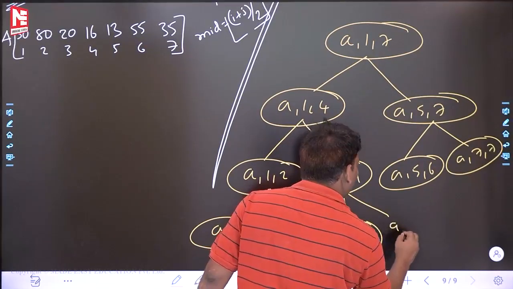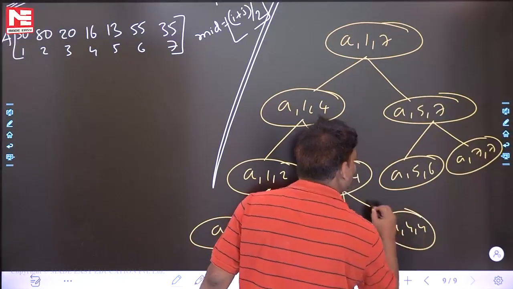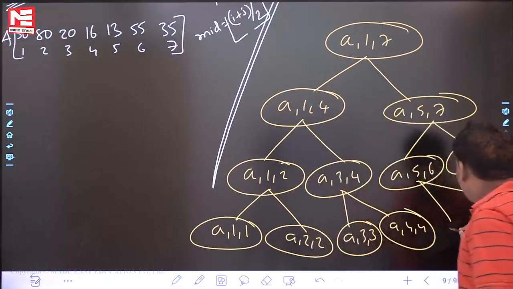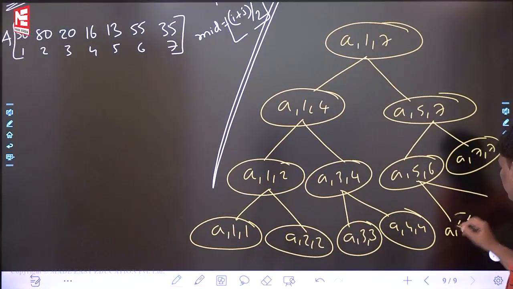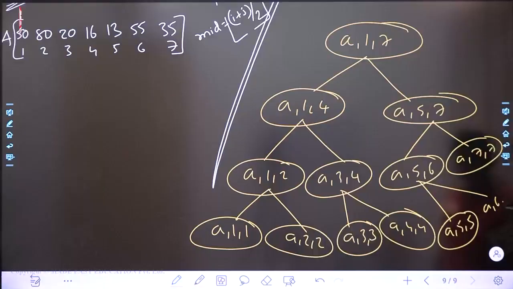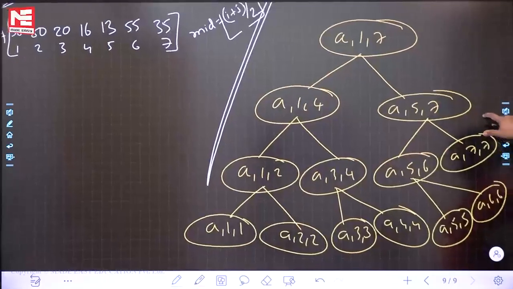Like that you have to do. Array A which contains 4 to 4. Next one, array A which contains 5 to 5. Array A which contains 6 to 6. So like that. I am thinking that almost you are okay, right? Let's see the next story.